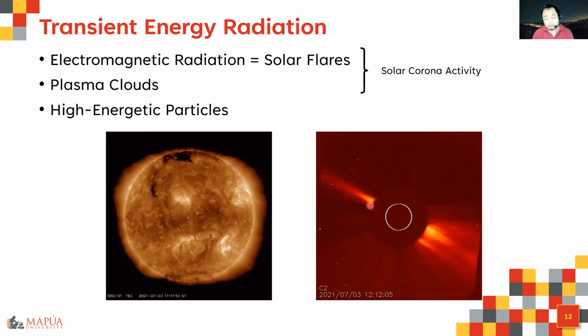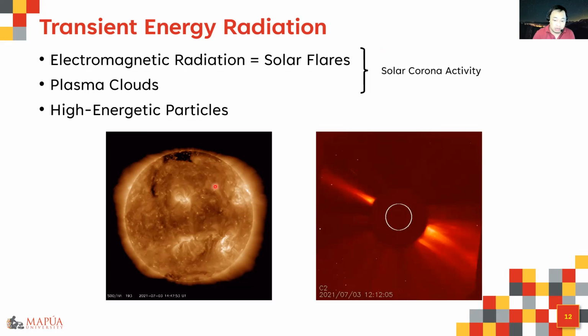Okay, so these are events that happen relative to the sun every now and then. That's why it's called transient. It's not always happening. In today's class, we're going to focus on the two most basic or common transient energy radiations, called solar flares and plasma clouds. These are considered to be transient solar corona activities.